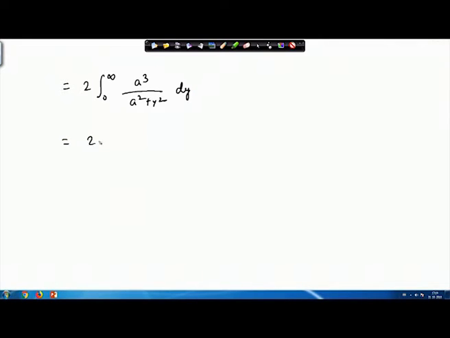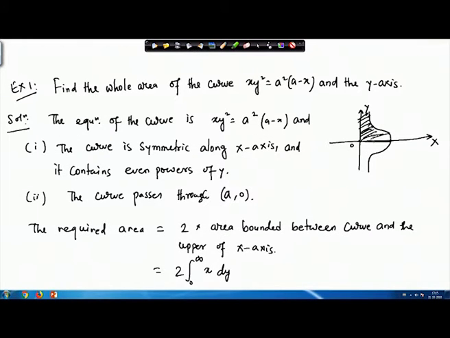Now from here this will reduce to 2a cube times 1 by a, and then here we will have tan inverse y by a, where y is running from 0 to infinity. Now when tan inverse is infinity, the value will be pi by 2, and when tan inverse 0, the value will be 0. So we will have 1 by a tan inverse infinity, that's pi by 2. So the value will be pi a square. This is the required area that is being bounded between this curve.